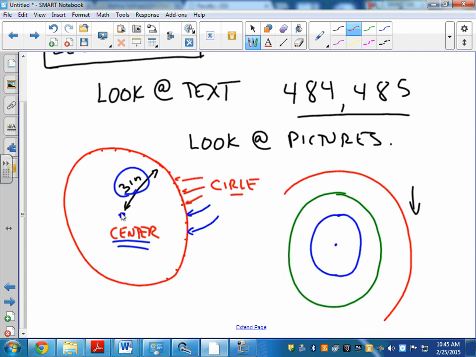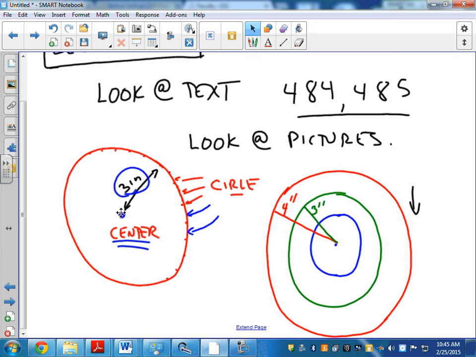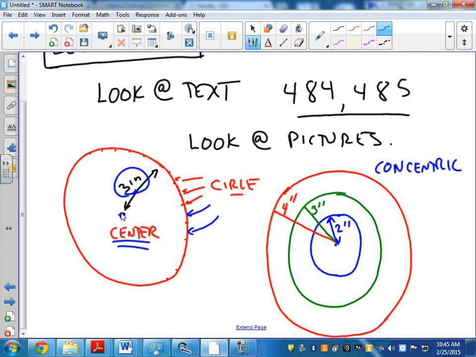So if all of these circles have the same center, so this might be 4 inches, this might be 3 inches going out to here, and this might be 2 inches going out to here. If the circles have the same center, they're said to be concentric circles. Okay, so you saw that, not a difficult idea. By the way, if you look at the definition, you see that if and only if. So circles are concentric if and only if they lie in the same plane and have the same center.